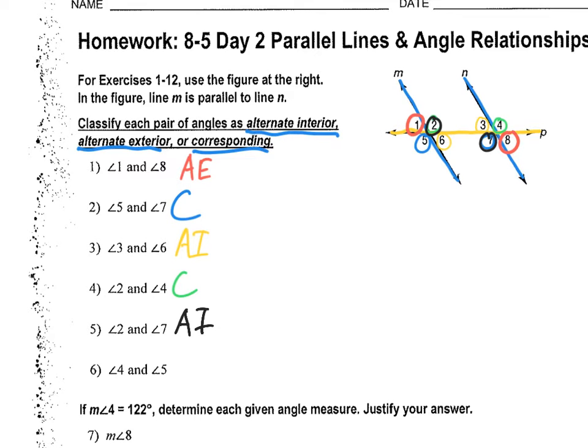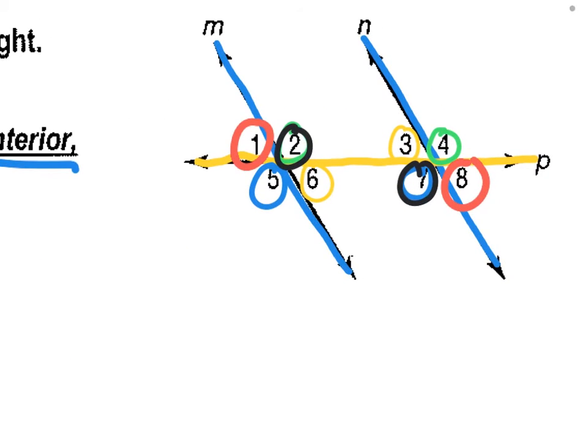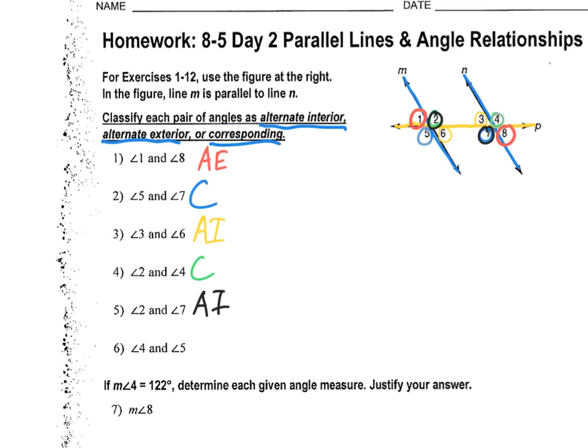And finally, I'm going to have to come up with a new color real quick. I'm going to go with gray because it was easy to get to. Looking at angle 4 and angle 5. Here's angle 4, and here's angle 5. They are on alternate sides of the transversal line, and they are on the outside of the parallel lines. So these are going to be alternate exterior angles.